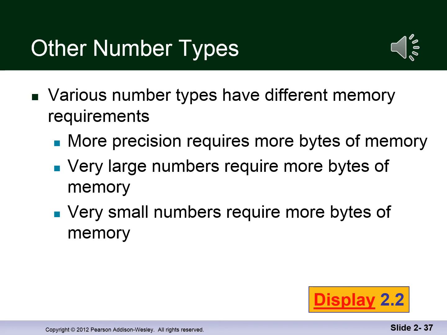The various number types have different memory requirements. More precision requires more bytes of memory, and we'll show you a slide next that quantifies the number of bytes for each different type of number we're going to store. But very large numbers require more bytes of memory, and very small numbers require more bytes of memory.